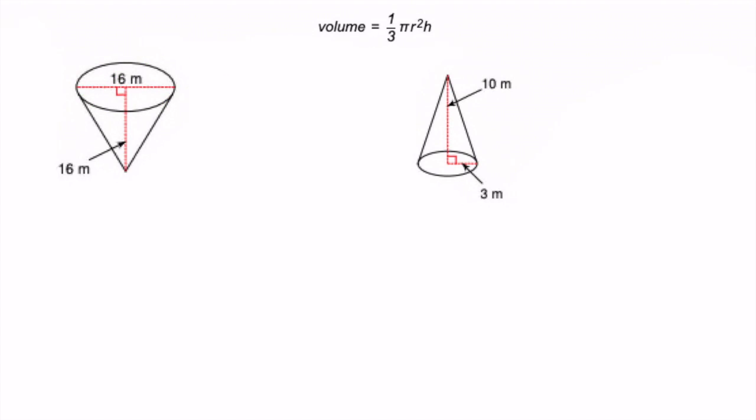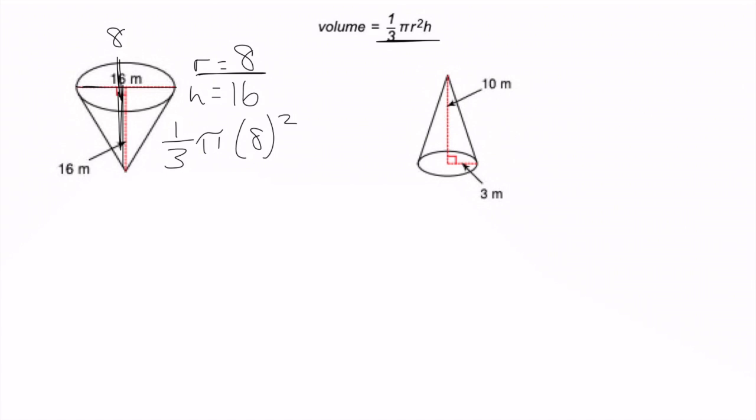So let's look at this first one. We need our radius and we need our height to be able to plug into that equation. So we have radius, so our diameter all the way across is 16, which means half of that is going to be 8. 16 divided by 2 will give you 8. The height is 16. So to find volume, we have 1/3 pi times our radius of 8 squared times our height.